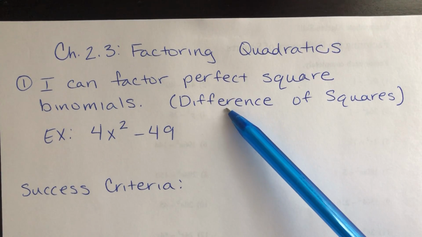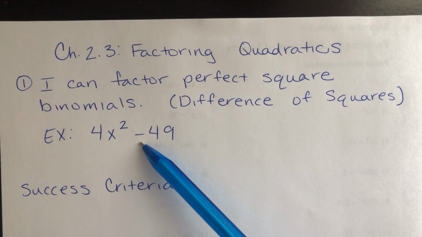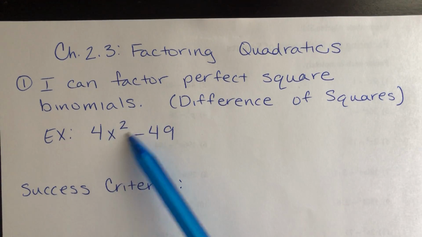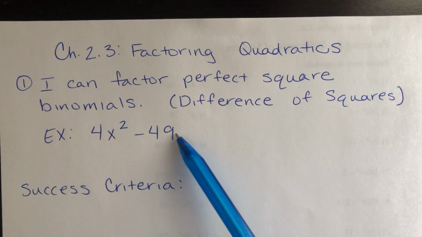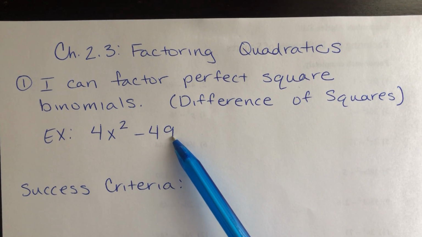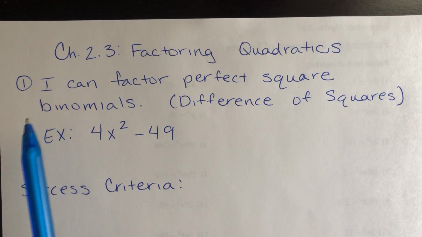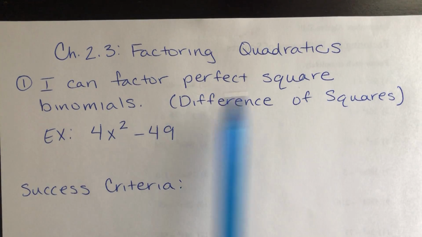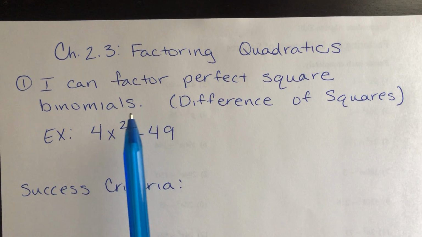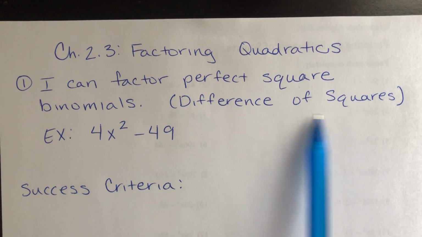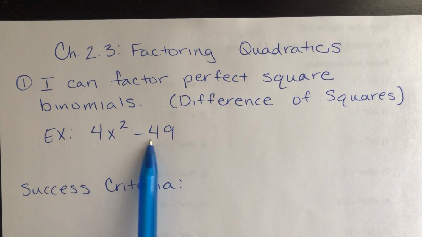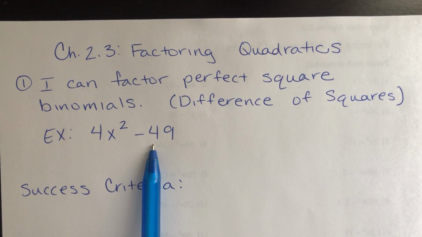The term difference means subtraction, and these squares show that each term, this first term and the second term, are both perfect squares. So here's your first learning target. I can factor perfect square binomials, and this is most commonly called the difference of squares. So here's our example, 4x squared minus 49 to start.